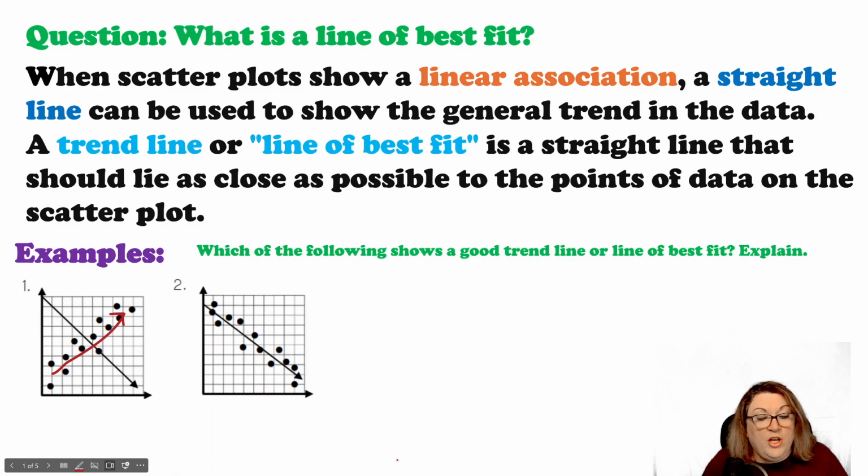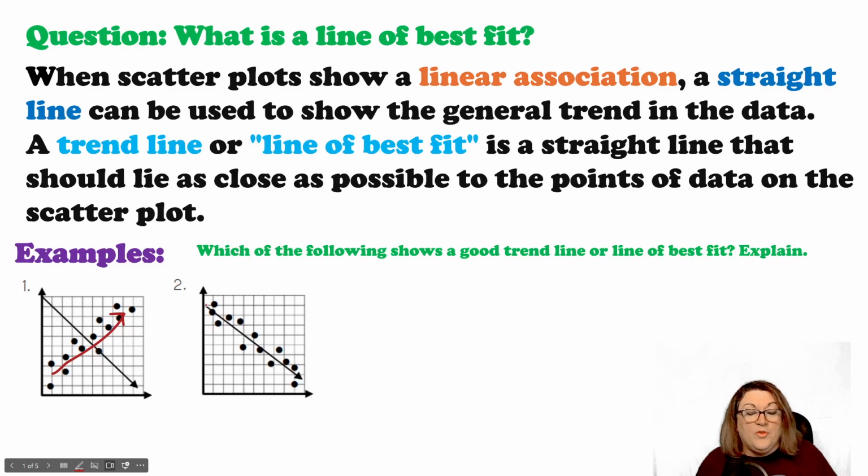Okay. Number two, that one looks pretty good to me because it looks like it's going from left to right down. You've got several points above the line and several points below the line. Now, your goal is to try to get them a little symmetrical, like try to have a similar number of points above and below the line. So if you count this, you've got 1, 2, 3, 4, 5, 6, 7 above the line and 1, 2, 3, 4, 5, 6 below the line. That's about as good as you can get it.